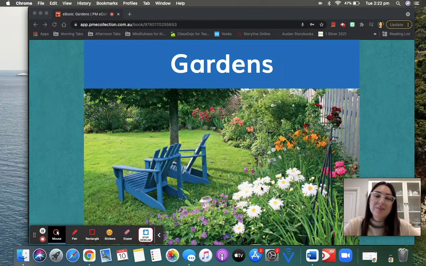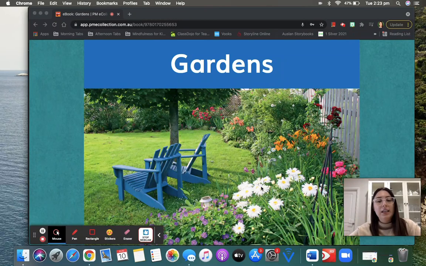Today's text is called Gardens. Have a look on the front cover. Let's predict together. I wonder if it's going to be persuasive. Are they trying to convince me? Informative or entertaining? Now I can make this prediction of what the author wants to tell me from the front cover. I'm looking for clues. That's how we infer. We look for clues.